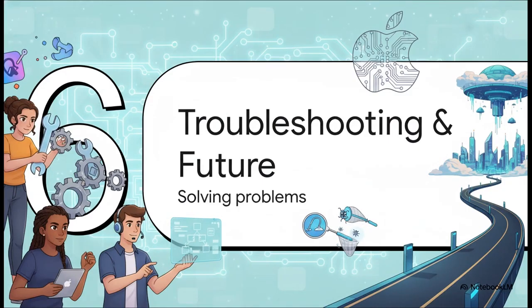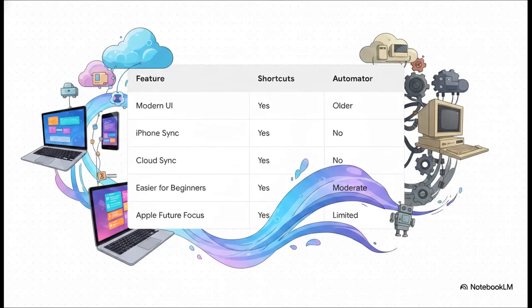Finally, let's wrap things up with Section 6, Troubleshooting and the Future. If you've been a Mac user for a while, you probably remember Automator, but Apple's future focus is entirely on shortcuts now. As we can see, Shortcuts has completely eclipsed the older Automator app. It brings a totally modern UI, cloud syncing, and crucially, seamless iPhone sync. You can build a shortcut on your Mac, and bam, it immediately appears on your iPhone via iCloud. Plus, it's so much easier for beginners to pick up.